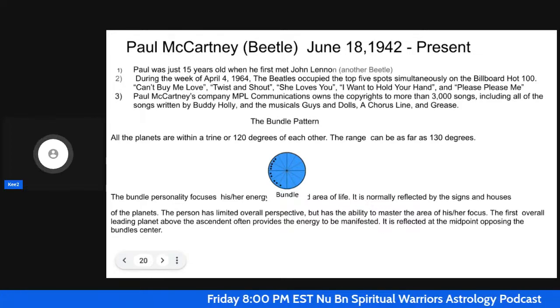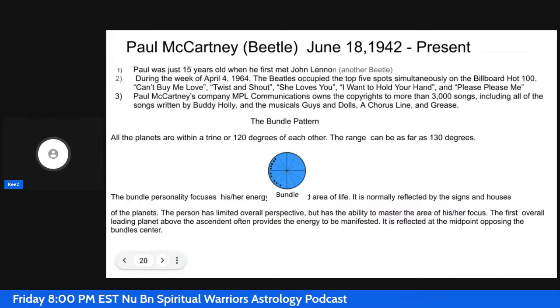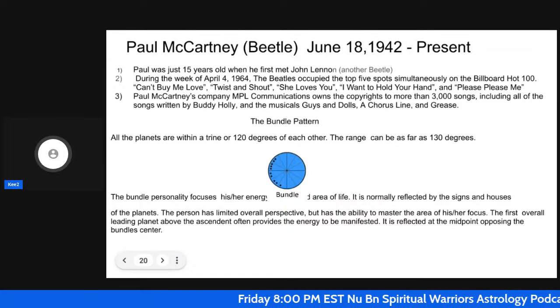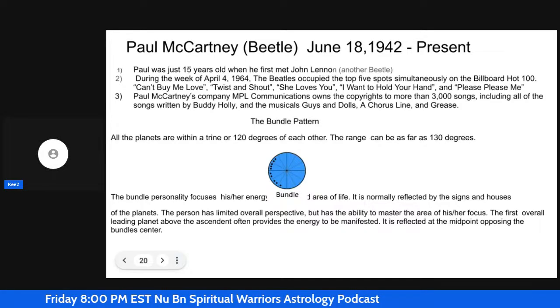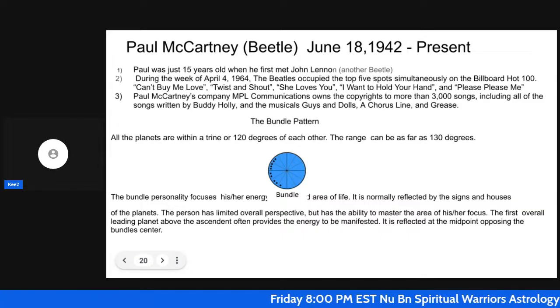The person has limited overall perspective, but has the ability to master the area of his or her focus. The first overall leading planet above the ascendant often provides the energy to be manifested. It is reflected at the midpoint opposite the bundle center. The bundle.